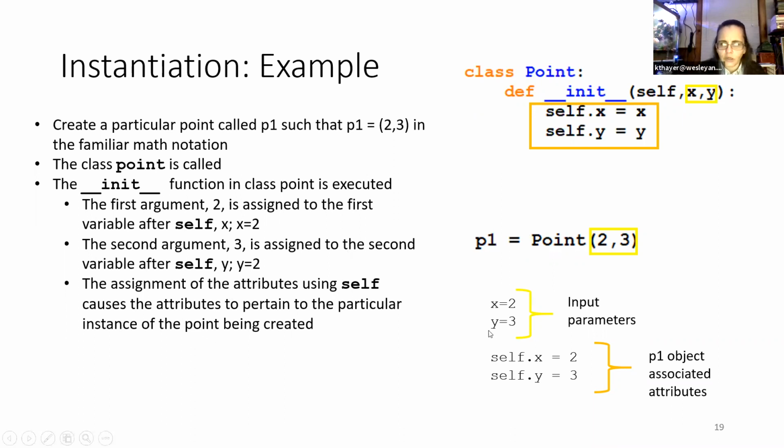All right, and so here's the input parameters, right? X is 2 and Y is 3. And these are the object associated attributes. So they became attributes by going into here and being assigned down here. So it went from input parameter into object associated attributes.